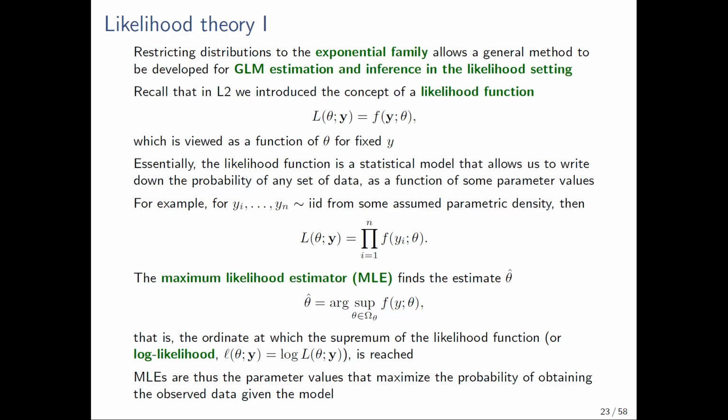individual densities. Now the maximum likelihood estimator, you'll remember, finds the estimate theta hat at which the supremum of the likelihood function is reached, or equivalently of the log likelihood, since both reach their maximum at the same point. So MLEs are the parameter values that maximize the probability of obtaining the observed data given the model. And it should be clear why this is relevant for GLMs. Our data are distributed according to the random components of a GLM, an assumed exponential family density, so the likelihood machinery is going to carry over directly.